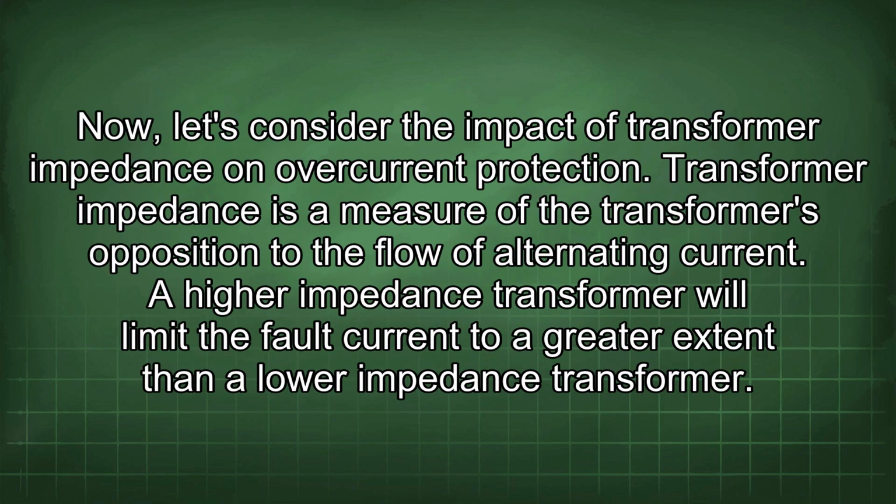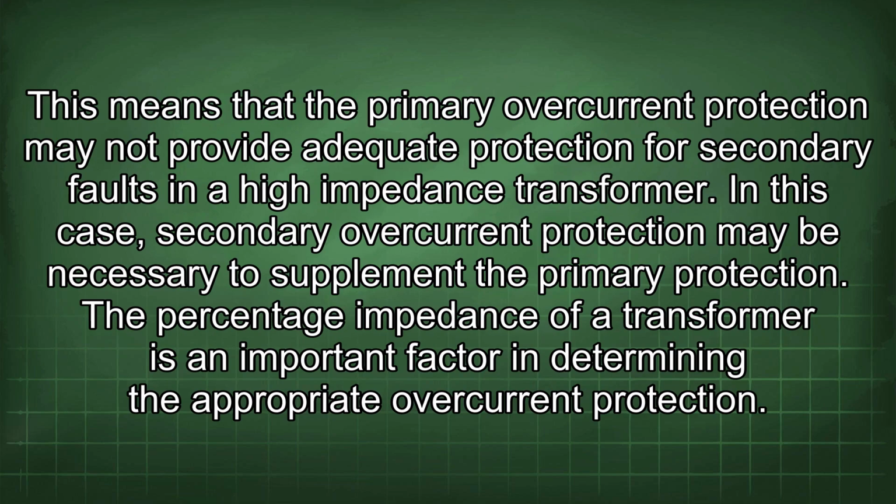Now, let's consider the impact of transformer impedance on overcurrent protection. Transformer impedance is a measure of the transformer's opposition to the flow of alternating current. A higher impedance transformer will limit the fault current to a greater extent than a lower impedance transformer. This means that the primary overcurrent protection may not provide adequate protection for secondary faults in a high impedance transformer. In this case, secondary overcurrent protection may be necessary to supplement the primary protection.